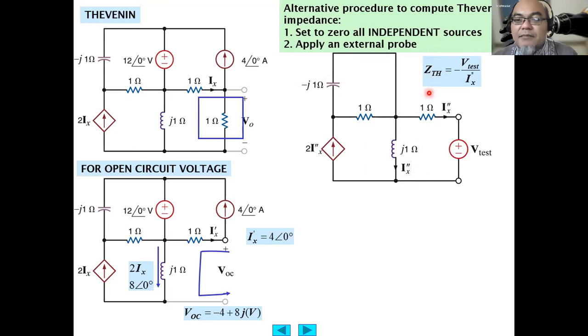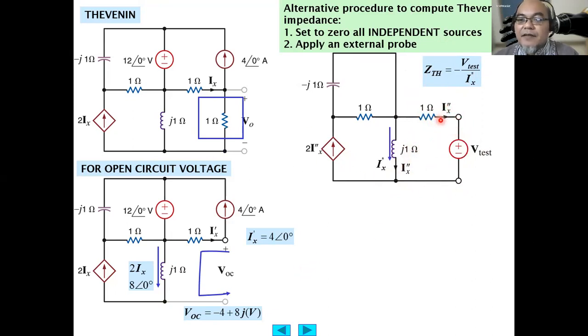The Thevenin equivalent impedance, Z_TH, will be equal to the voltage across this terminal divided by the current flowing through this V test, which is this I double dash X, since I double dash X flows through this loop.